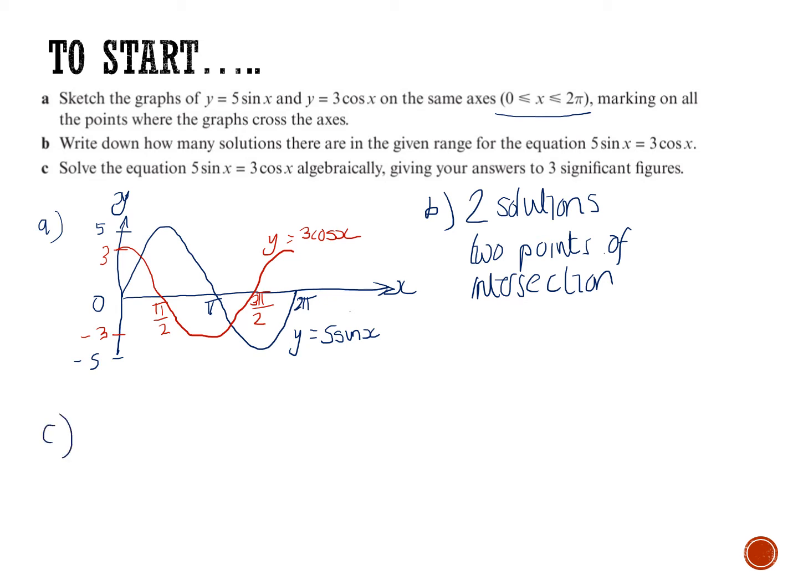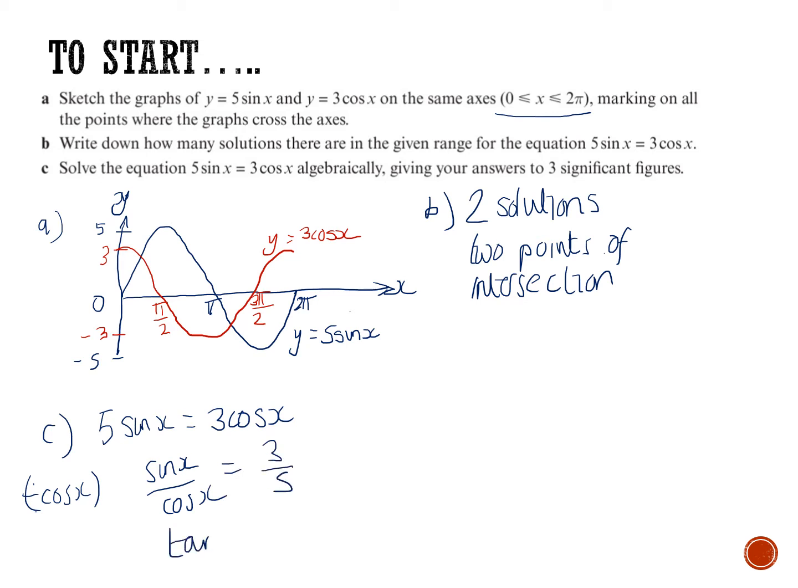Right, so part C then says solve the actual equation algebraically, giving your answers to 3 significant figures. So we're expecting to get 2 answers in that range. So 5 sine x equals 3 cos x. Now, because we've got an equation just with a single sine and a single cos, hopefully you're thinking sine over cos is tan. So if I divide both sides by cos x, I get sine x over cos x, and if I divide that by 5, I get 3/5. So that tells me, because of my identity, tan x is 3/5.